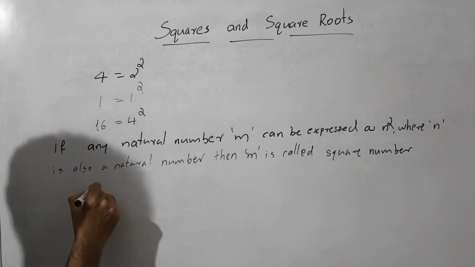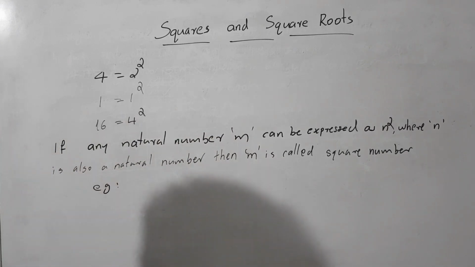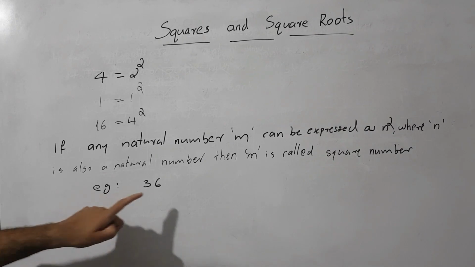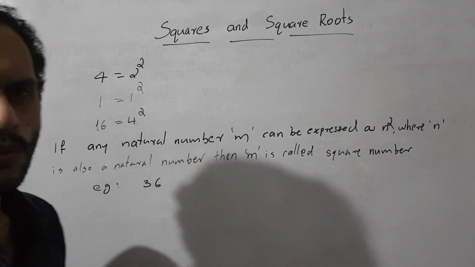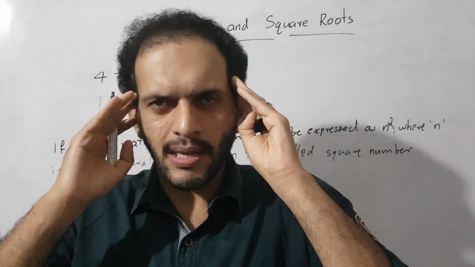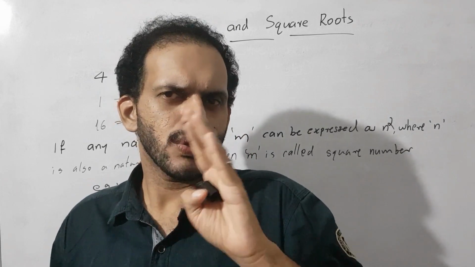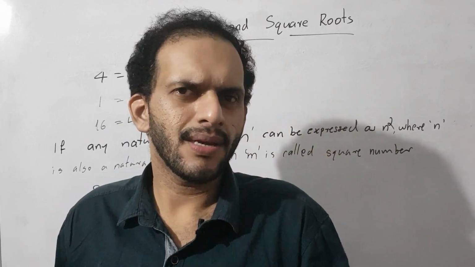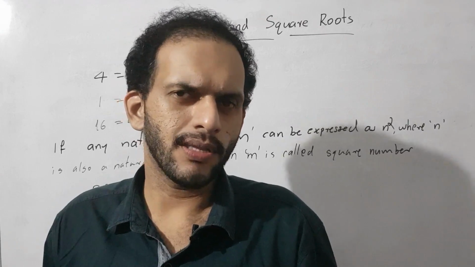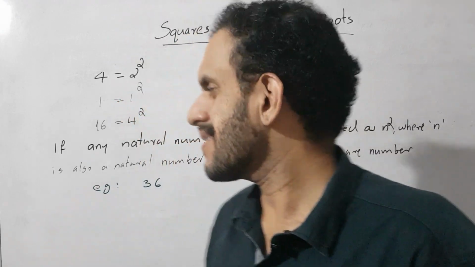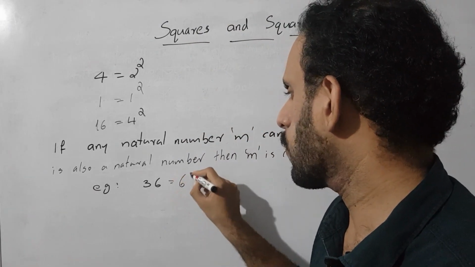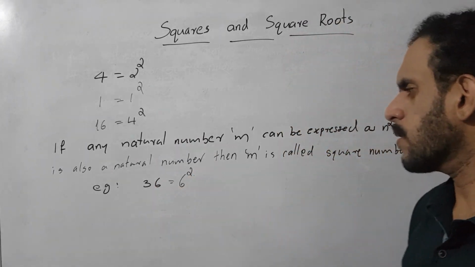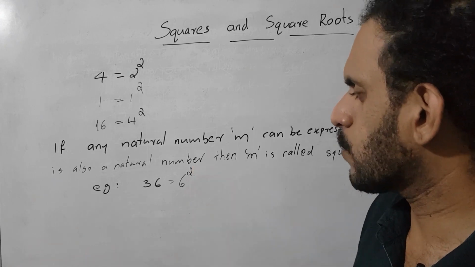Okay, for example, 36 is a natural number, correct. Is this 36 possible to write as a square of another natural number? If we multiply a natural number twice, we get 36. Yes, that's possible here. What is that one? 6, correct. Then 36 is possible to write as a square of 6, that is 6 square. 6 is also a natural number. Then 36 is possible to express in the form of a square of a natural number, correct.